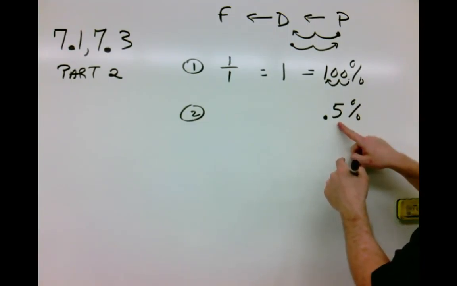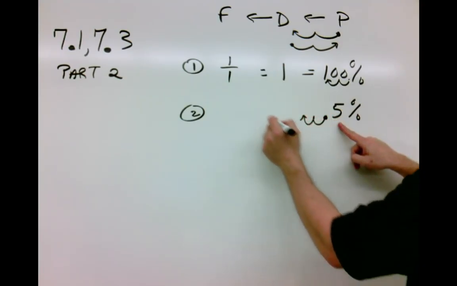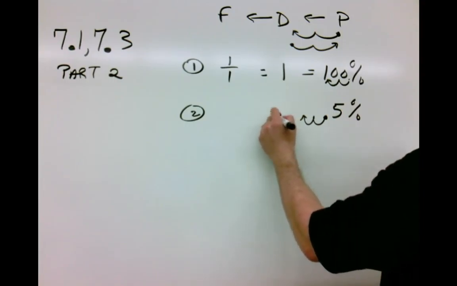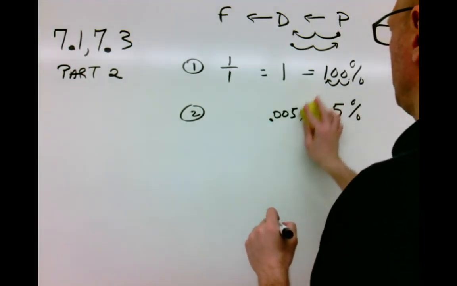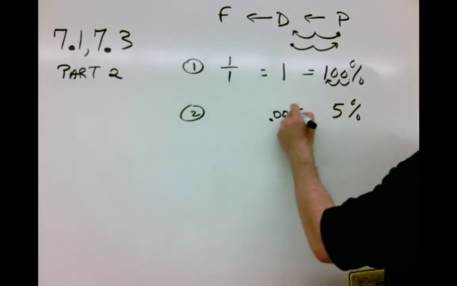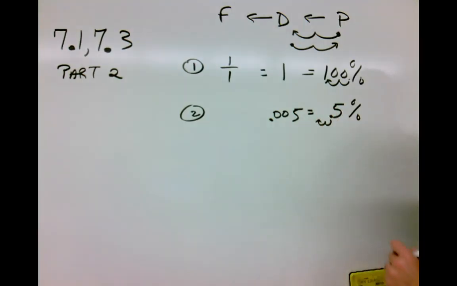So what I'm going to do is use the same rule again, take my decimal point and move it 2 spaces to the left. So I would have 0.005 as my decimal. So I have 0.005 as my decimal after I move it twice to the left.